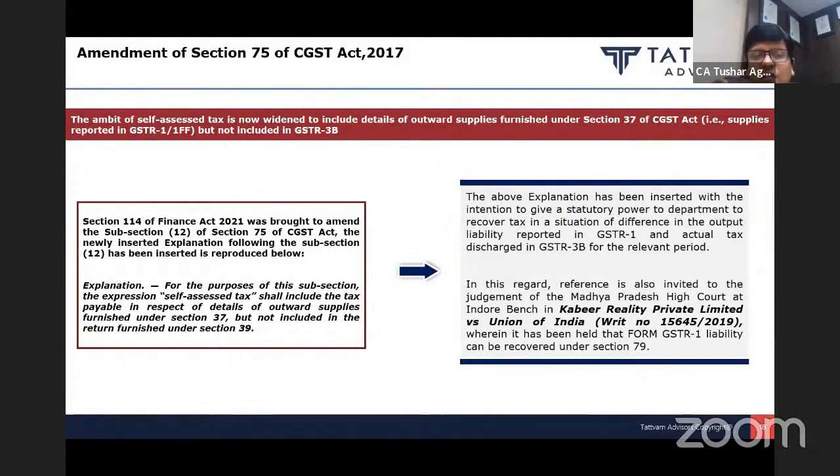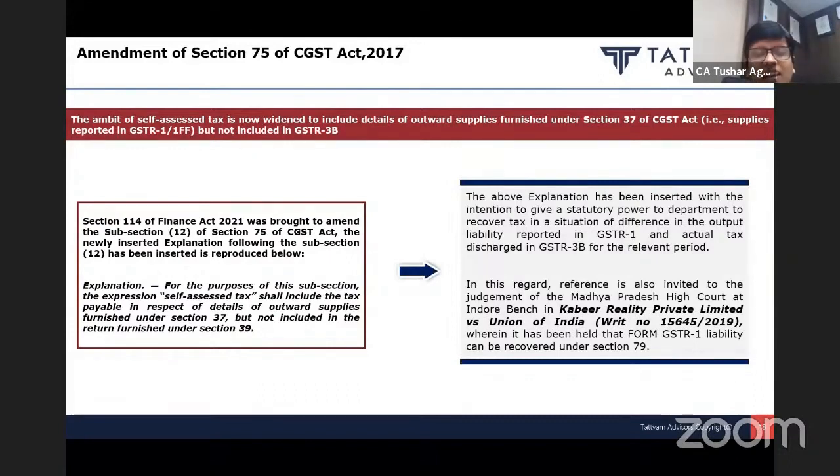So what do you mean by self-assessed tax? Now in this amendment, they have introduced the definition of self-assessed tax. And what does this self-assessed tax mean? For the purpose of this subsection, the expression self-assessed tax shall include the tax payable in respect of details of outward supplies furnished under section 37, but not limited to returns furnished under section 39.